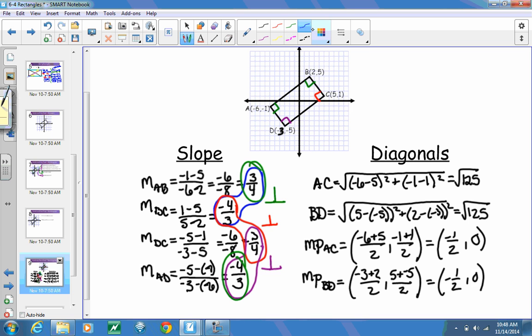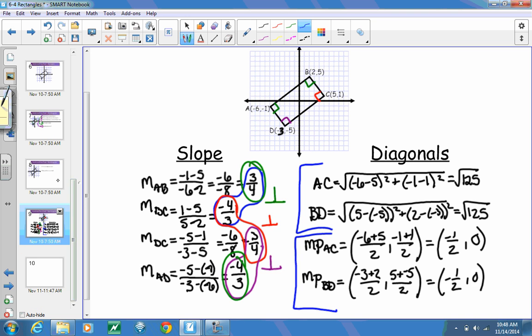Another idea here is the fact that you can show that your diagonals are congruent to each other using the distance formula twice. But then we have to do one more piece of information to prove that this is a parallelogram and a rectangle versus a trapezoid. And so here, an easy way to prove that it's a parallelogram is to show that the diagonals share a common midpoint. So using the midpoint formula for our diagonals, they share a common midpoint. They both have the same distance, so therefore we have a rectangle.